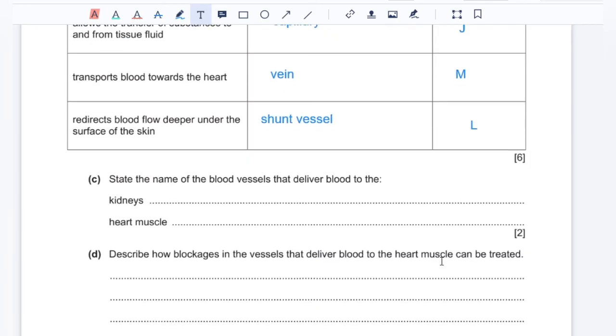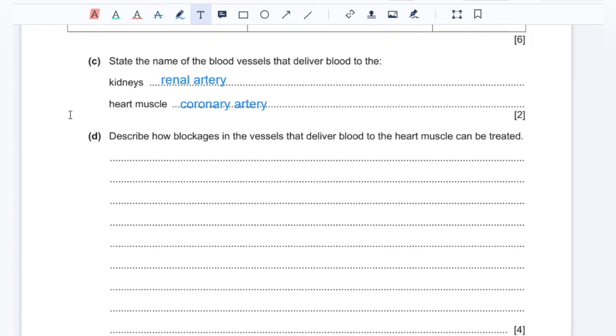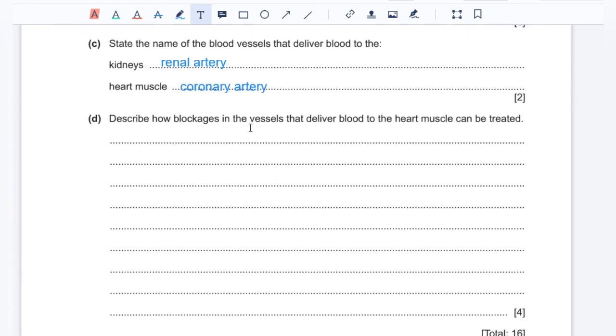C. State the name of the blood vessels that deliver blood to the kidneys. That would be renal artery. And the blood vessels which supply blood to the heart muscle would be coronary arteries. D. Describe how blockages in the vessels that deliver blood to the heart muscle can be treated. So the blood vessels that deliver blood to the heart muscle are coronary arteries, and blockages in coronary arteries mean coronary heart disease. So in this answer, you're supposed to describe the treatment of coronary heart disease.